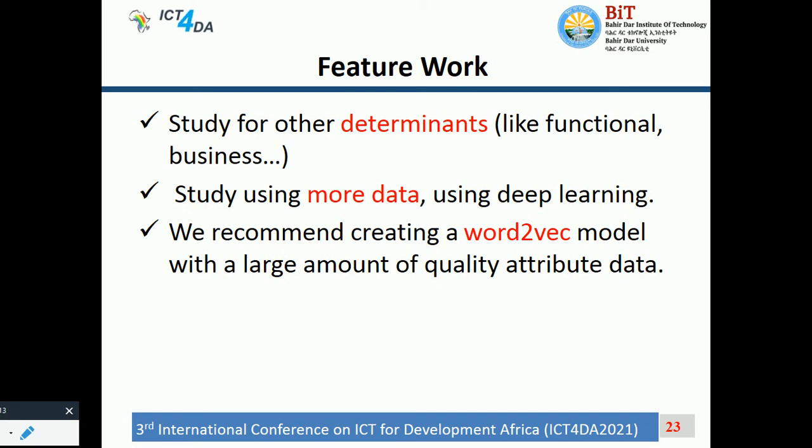We also recommend creating a Word2Vec model with a large amount of quality attributes data. We used the pre-trained software engineering Word2Vec model, which was downloaded from the internet and created using Stack Overflow posts. So other researchers can build their own Word2Vec model using exactly the quality attribute data, which may give a good result on this problem. So that's all.